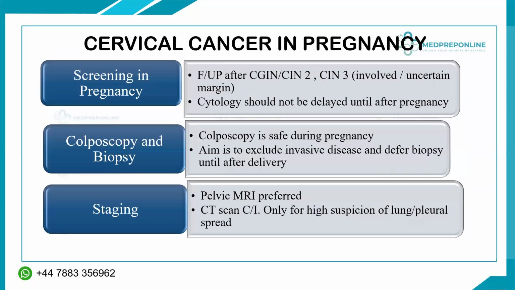Now, cervical cancer in pregnancy is also a very important topic from RCOG point of view. So how do you screen the patient in pregnancy? You follow up the patient, especially if the patient is having cervical glandular intraepithelial neoplasia. So if glandular cells are involved, or if it is CIN2 or CIN3. CIN1 can be routinely followed up after the pregnancy, but if it is CGIN or CIN2 or CIN3, then you have to continue the follow up during pregnancy as well, right?